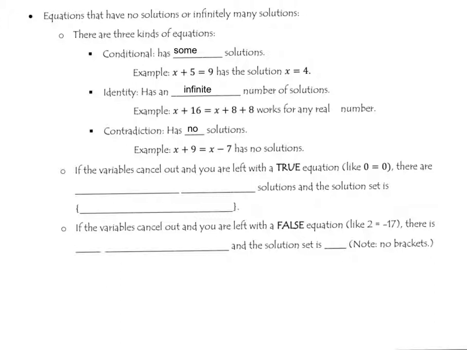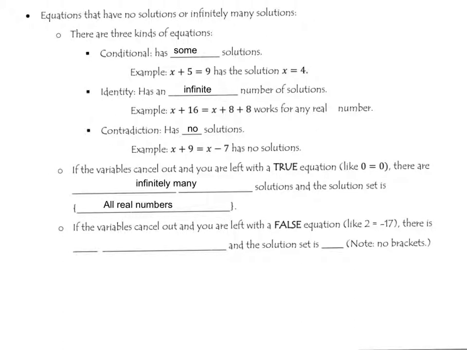So if you manipulate the equations, try to solve the equations, and all the variables cancel out, so you are left with a true equation like 4 equals 4 or 0 equals 0, then there are infinitely many solutions. The solution set has brackets, and inside the brackets is all real numbers.